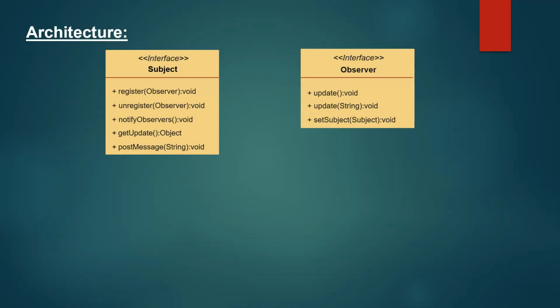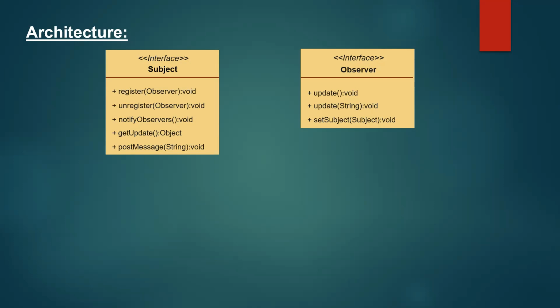Let us see the methods to be defined in the Subject. The subject can be considered as the channel in our example, and the observer can be the user who is subscribing to the channel, right? So the first method will be register, which is used to register the observer. Unregister is used to unregister the observer. Notify observers is a method which will update all the registered observers if there is any message or update in the channel.